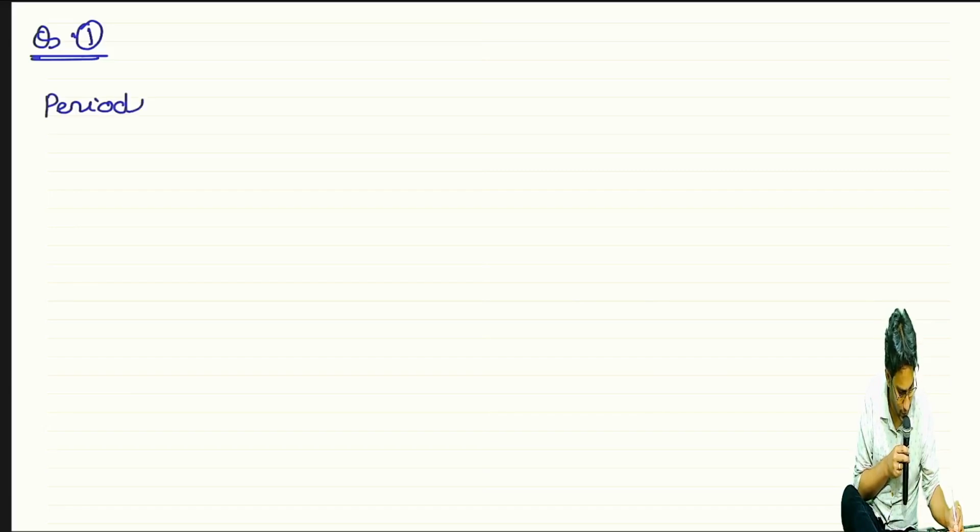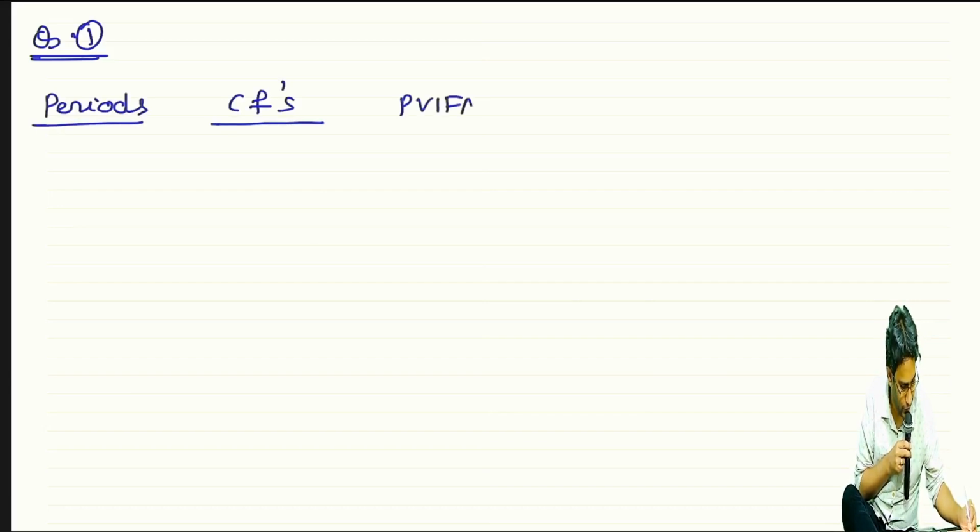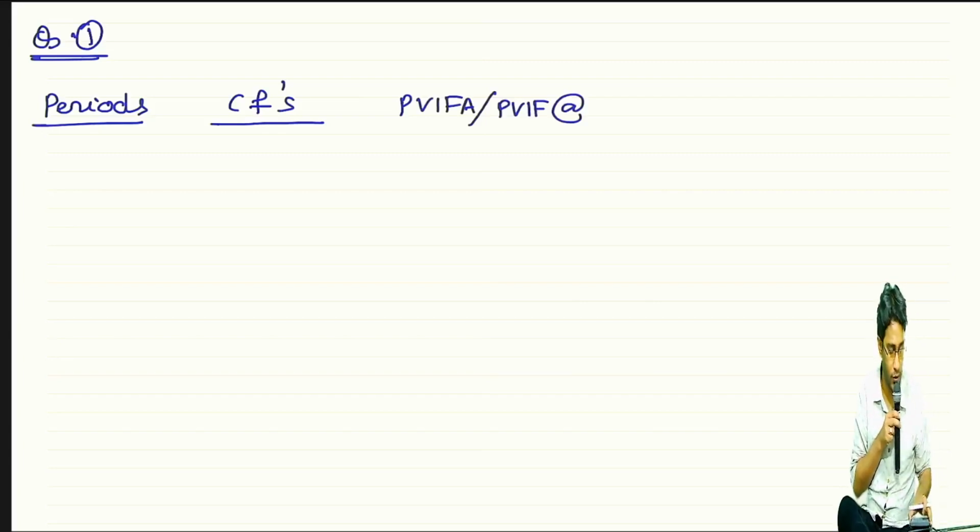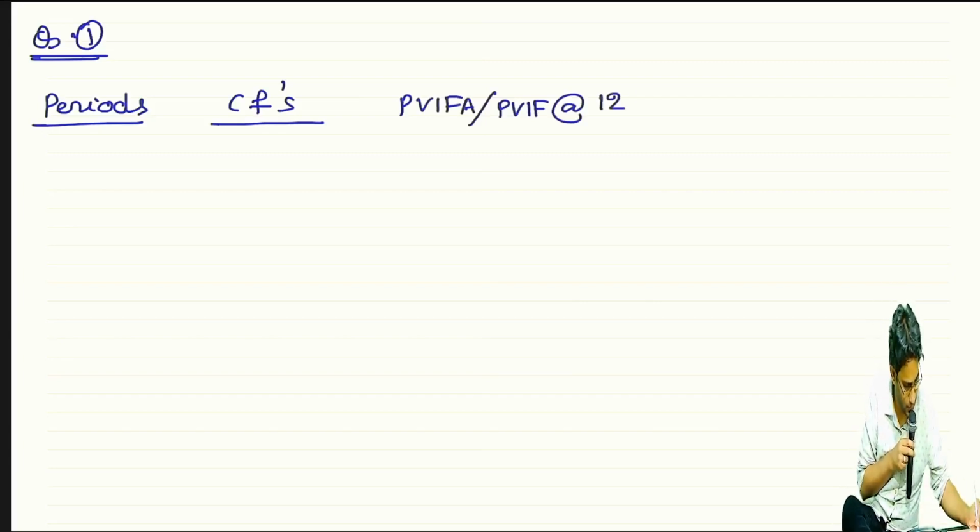Make 4 headings, sir. Periods, cash flows, PVIFA oblique PVIF at, what is your RR in this sum? 12%.